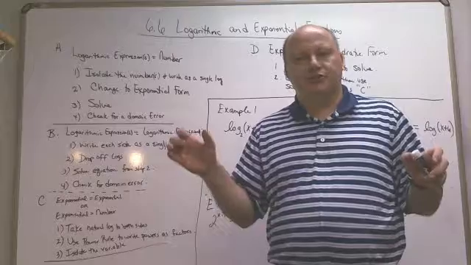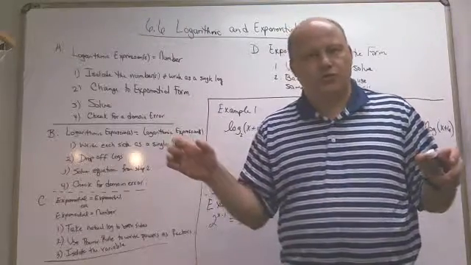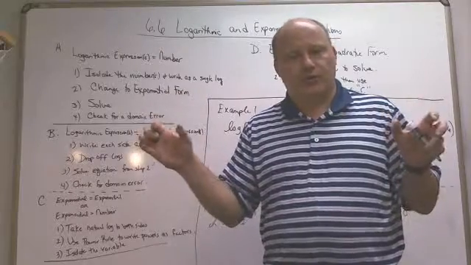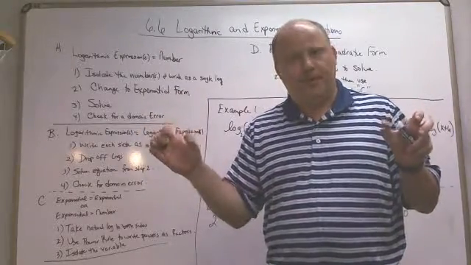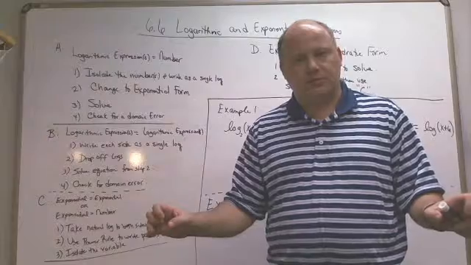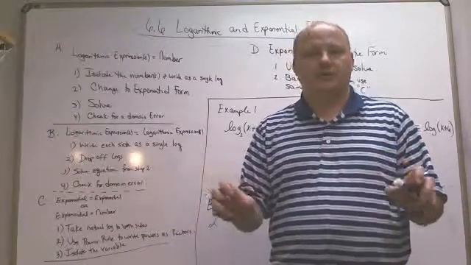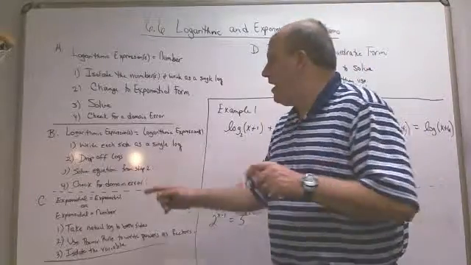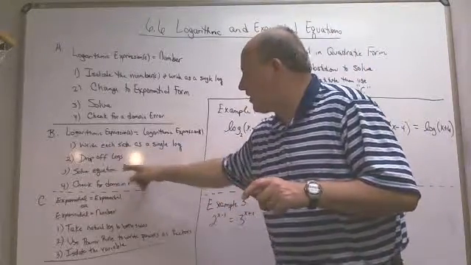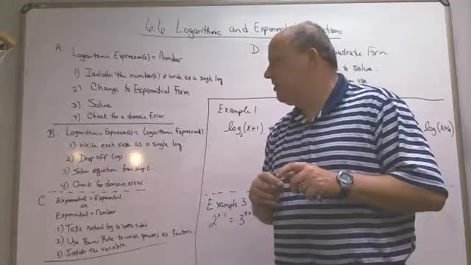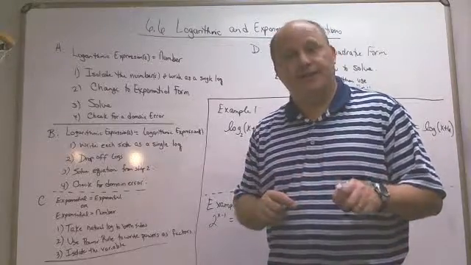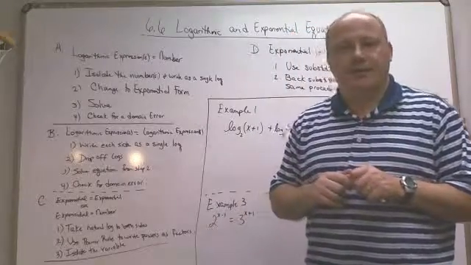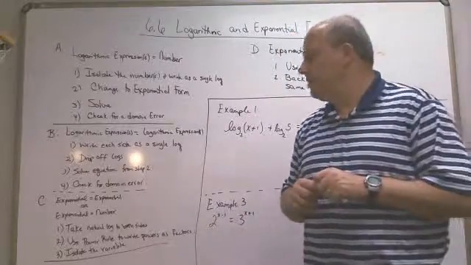So what you do is use your product rule or your quotient rule or your power rule to write each side as a single logarithm. At that point, you drop off the logs and then you solve the resulting expression, like you always have done. And that's what it says here. Write each side as a single logarithm, drop off the logs, solve the equation from step 2, and then again check for domain errors. So that could happen again, that you may not be able to use the solution that you ended up with.